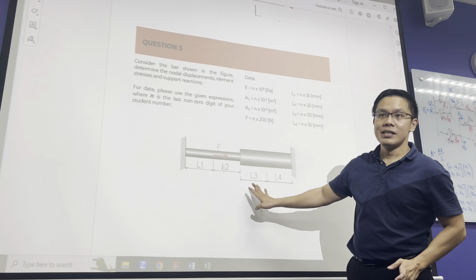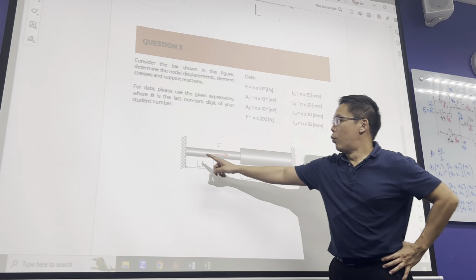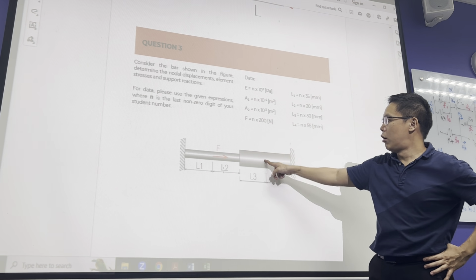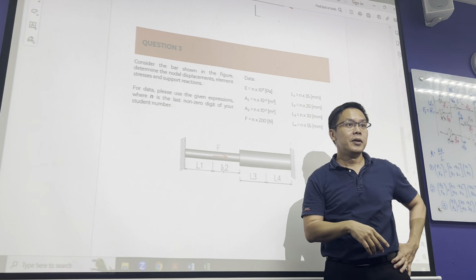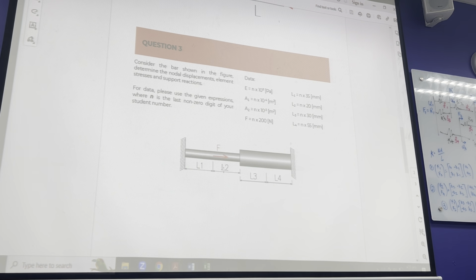How many nodes are there in this? 1, 2, 3, 4, 5. Okay?